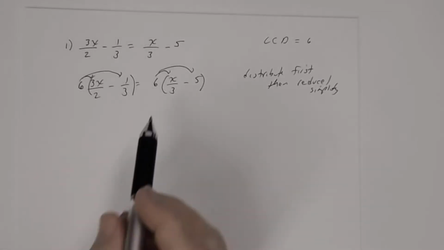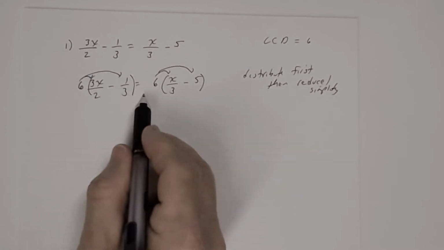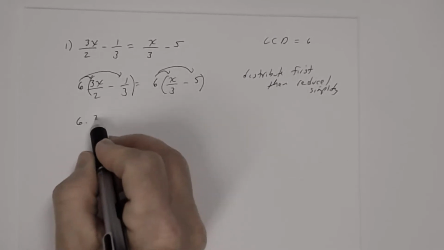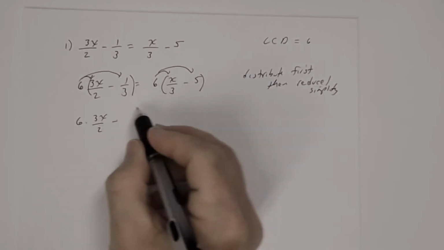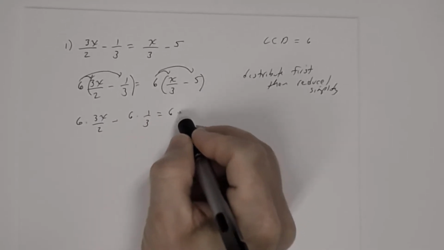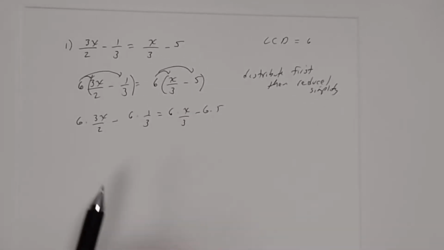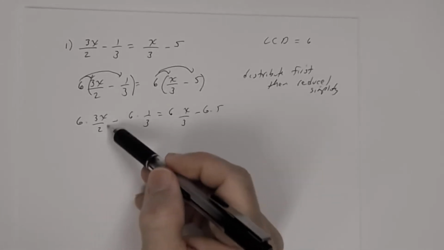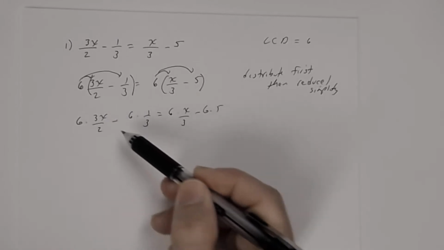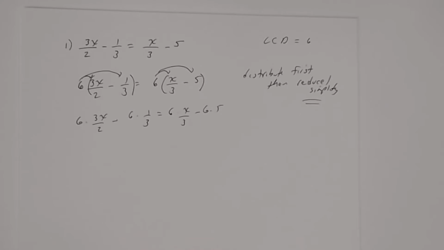Okay, now let's go ahead and rewrite it out. Again, be on the safe side. Do exactly like I'm doing. So you're going to say 6 times this term minus 6 times 1/3 equals 6 times x divided by 3 minus 6 times 5. Just like this. Notice every term is being multiplied by 6. All right, now let's go ahead and reduce, or simplify.